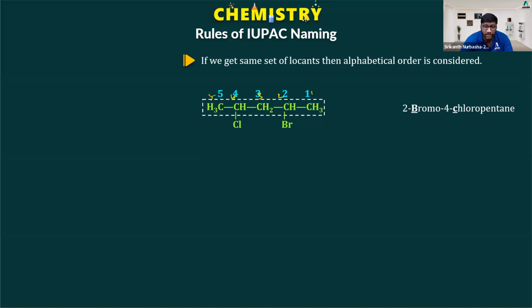Try to give numbering, students, in different other compounds. CH3, CH2, CH, C2H5, CH2, CH, CH3, CH2, CH3. Try to give the name, all of you.